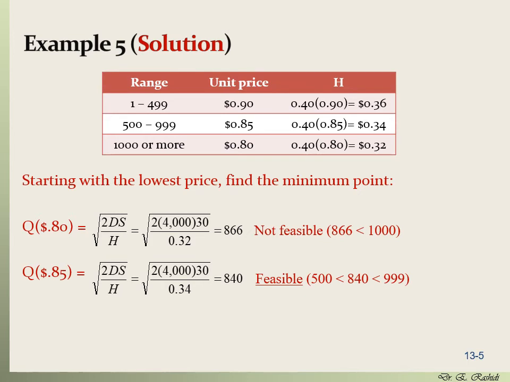So the next step is to find the total cost for 840, and because it is not the lowest price range, we still have a lower one, 80 cents. We're going to also find the total cost when Q is 1,000. So compare the total cost of Q equal to 1,000 and total cost of Q equal to 840, whichever is the smallest, that's going to be our optimal.